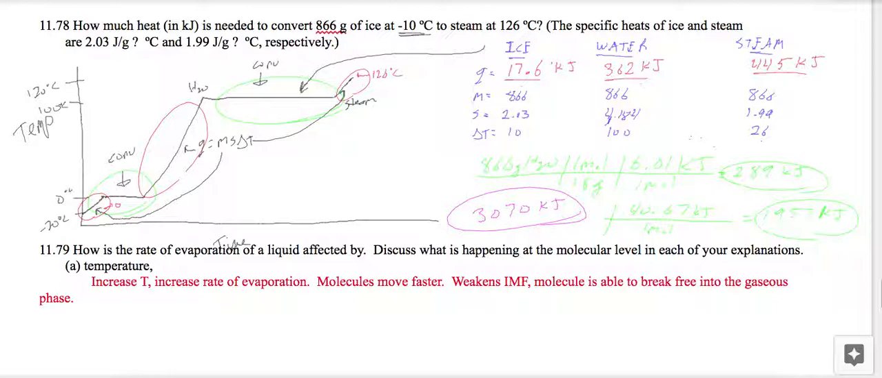All right. This is so pretty, I don't really want to erase it. Oh, there it goes.